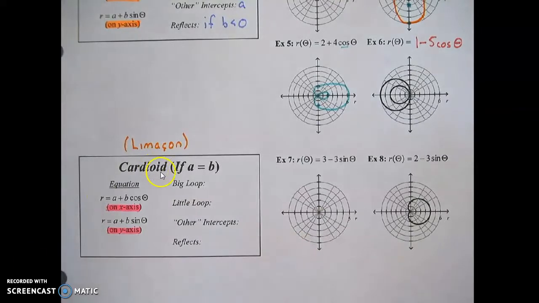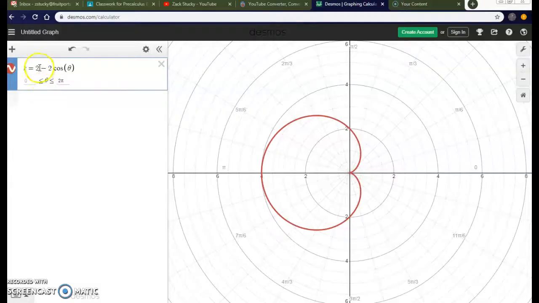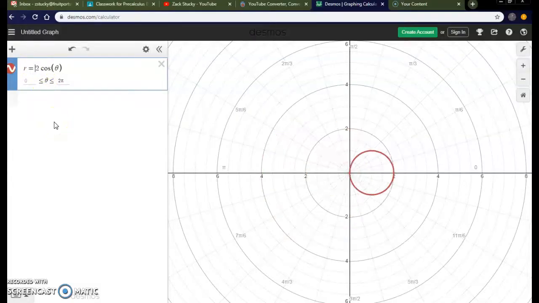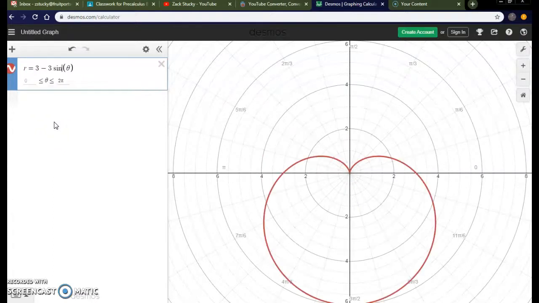So let's go over to, sorry, did I say limaçon? I meant cardioid. So let's do this one on Desmos. So we've done a lot on our calc so far, so I'm going to do 3 minus 3 sine theta is what I'm going to remember. Okay, so we had 3 minus 3 sine of theta. All right, so you can see that here's our limaçon again.